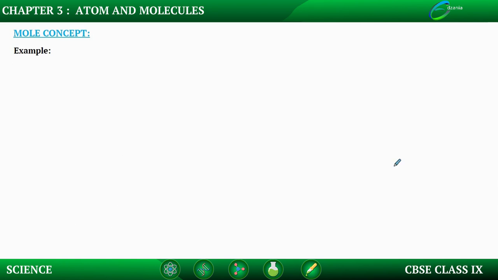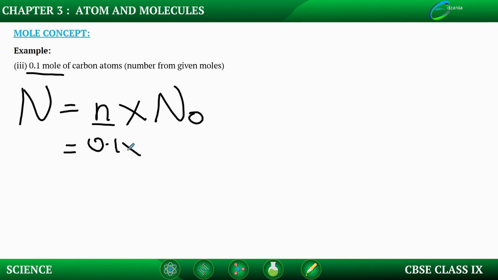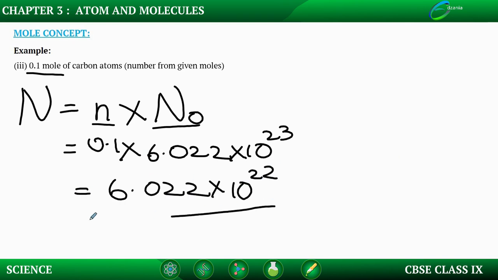Now we need to find the number of particles in 0.1 mole of carbon atom. The formula for the number of particles is the number of moles into Avogadro's number. The number of particles is capital N, the number of moles is small n, and the Avogadro's constant is written as N0. So small n is given as 0.1 mole into Avogadro's number, 6.022 into 10 raised to 23. So the final answer will be 6.022 into 10 raised to 22. So these many particles will be present in 0.1 mole of carbon atom.